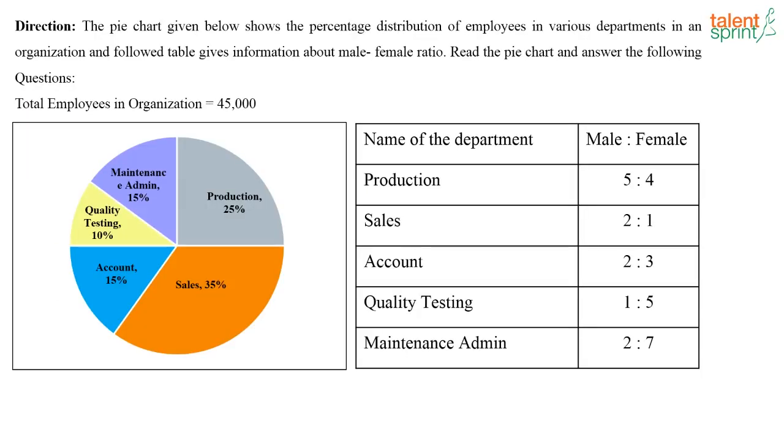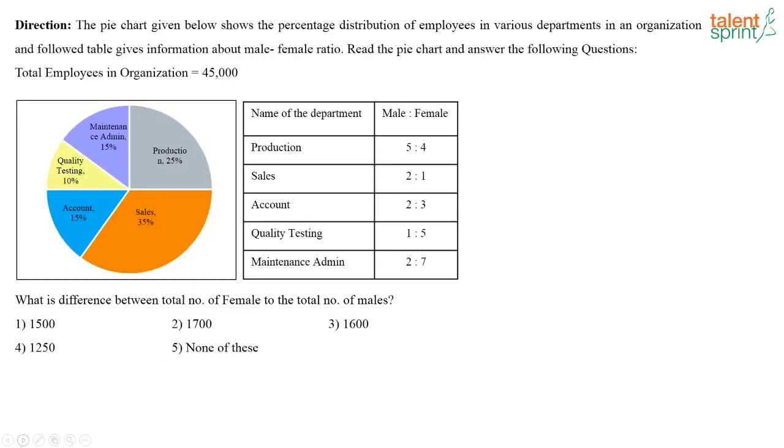Next. So the next question is there on your screen. The pie chart shown below shows the percentage distribution of the number of employees in the various departments in an organization, and the following table gives the information about the male-female ratio. Read the pie chart and answer the following questions. Total employees in the organization is 45,000. Now, first question. What is the difference between the total number of females and the total number of males?